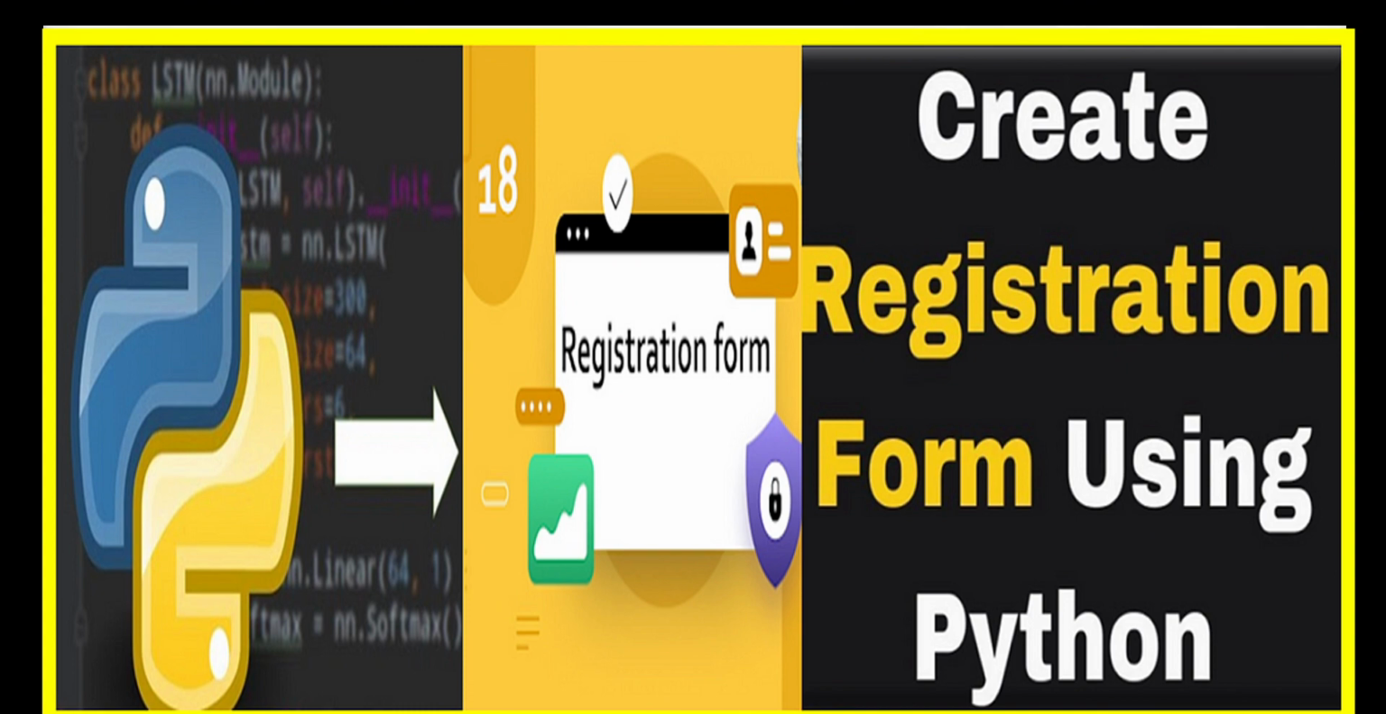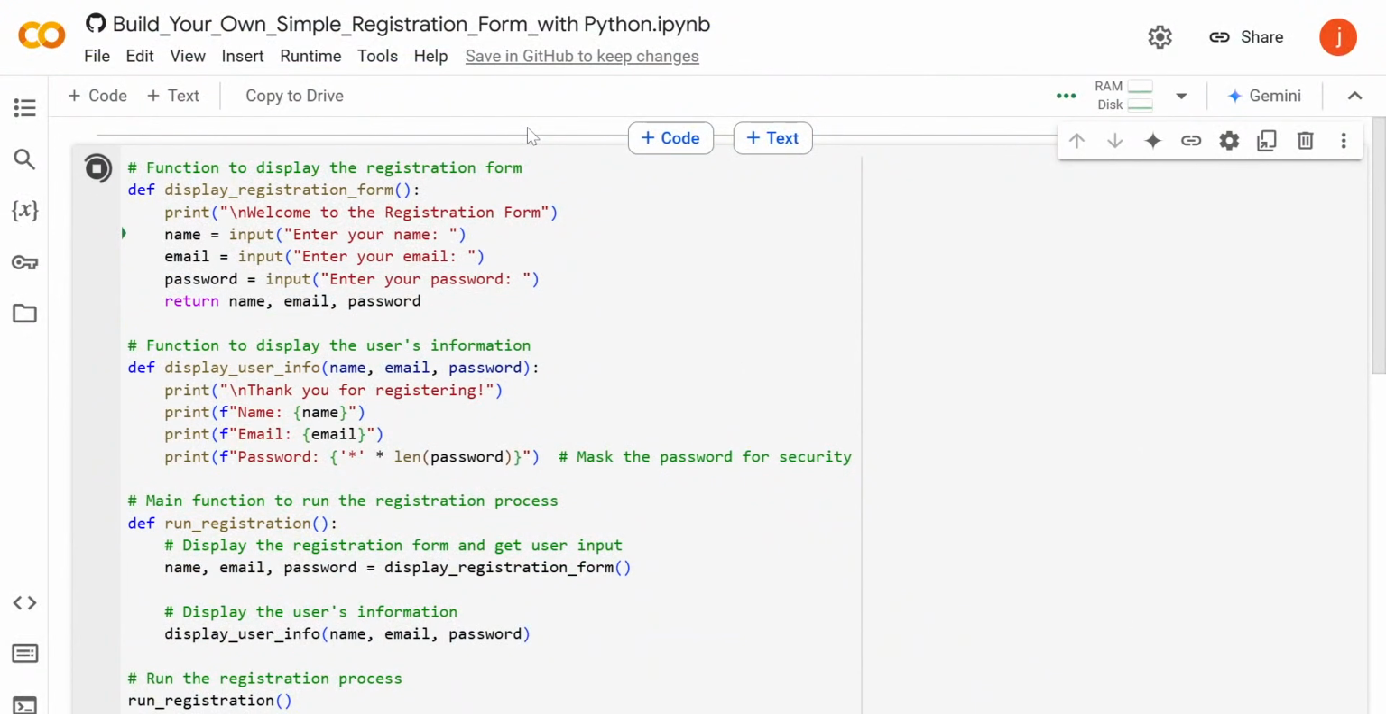So let's get started. This is the Python code which will create a simple registration form in Python. This form will allow users to input their name, email and password and then display the entered information. We'll use basic input-output operations to interact with the user.